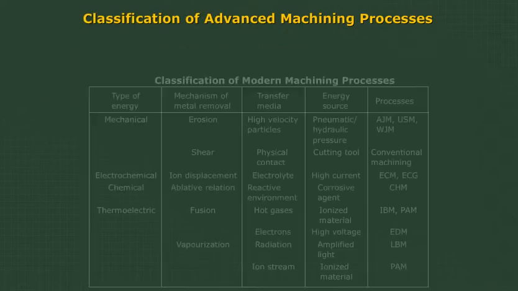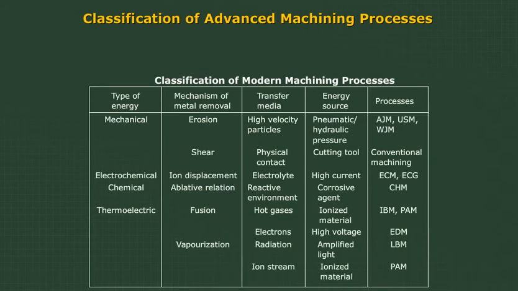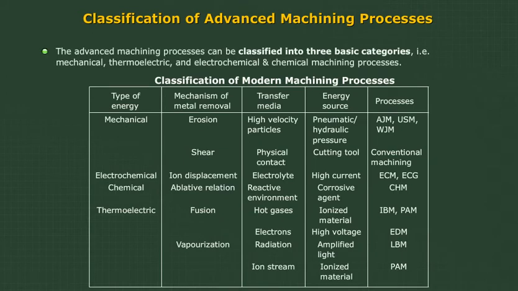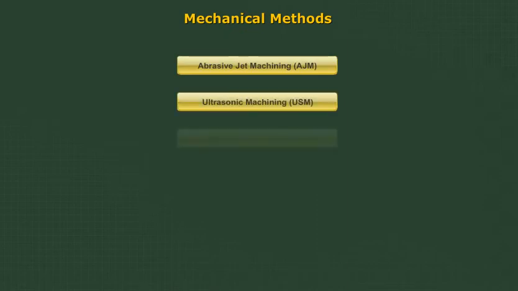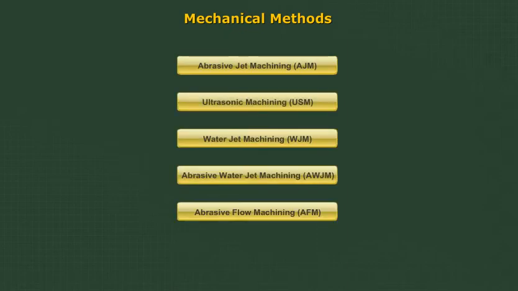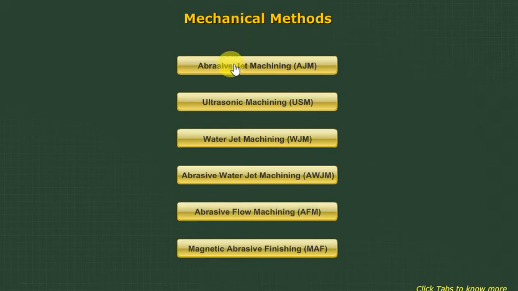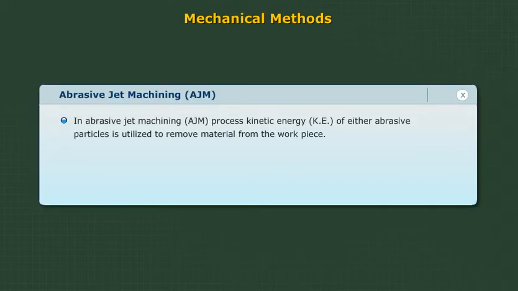Here, you can see the classification of advanced machining processes. The advanced machining processes can be classified into three basic categories, that is, mechanical, thermoelectric, and electrochemical and chemical machining processes. There are different kinds of mechanical methods being used in industries. In abrasive jet machining process, kinetic energy of abrasive materials is utilized to remove material from the workpiece.